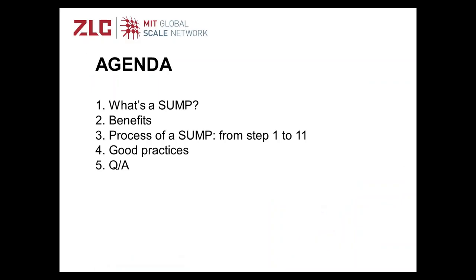So let's start. This is the agenda. First of all, I'm going to briefly explain what's a SUMP. I will follow with the benefits of implementing a sustainable urban mobility plan in cities or neighborhood areas, let's say. And then I will summarize the steps from 1 to 11 on the implementation of a sustainable urban mobility plan and some of the objectives to be taken into account and that I consider quite interesting to analyze for the SUNRISE project. Finally, I will finish with some good practices.